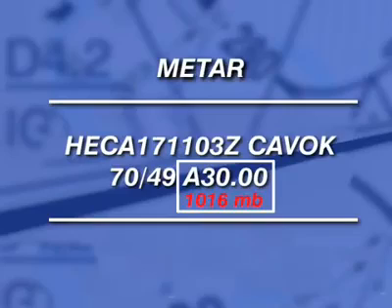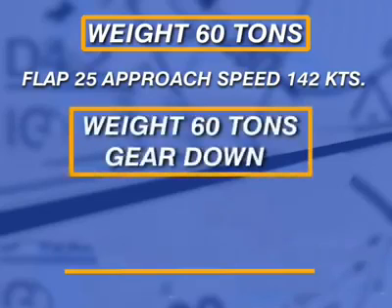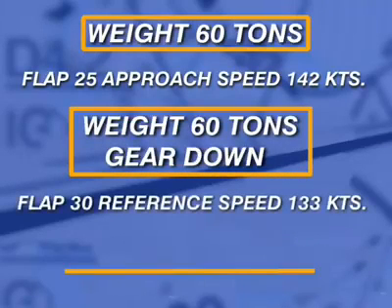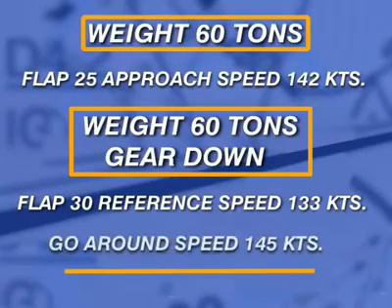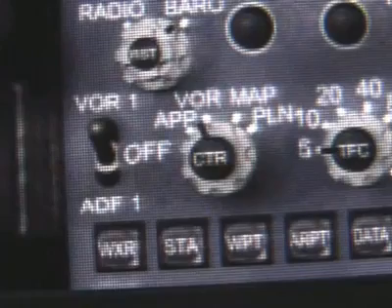The approach speed for a weight of 73 tons is 142 knots with flap 25. The reference speed with gear down and flap 30 is 133 knots, and the go-around speed is 145 knots. The ATC has authorized us the approach. In the EFIS, the VOR screen is selected.